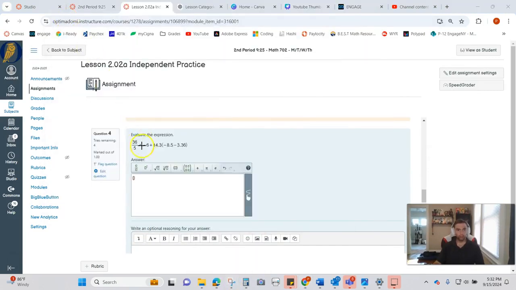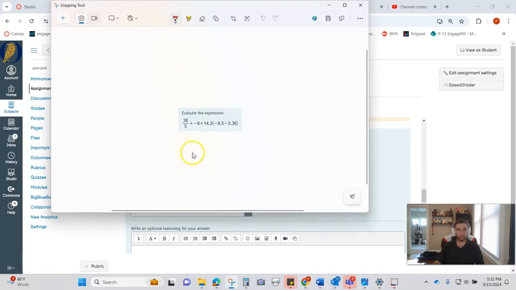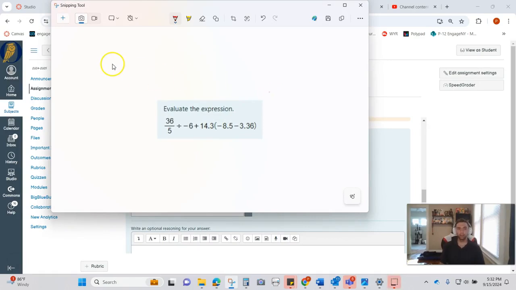Evaluate the expression. Looks like here we got some timesing, some adding, subtracting, and some dividing. So now we are going to use PEMDAS to help us. P-E-M-D-A-S. These are the orders of operation. P means parentheses. E means exponents. M means multiply. D means divide. A means add. And S means subtract. This is the order that we should do our math. This tells us what to do first.